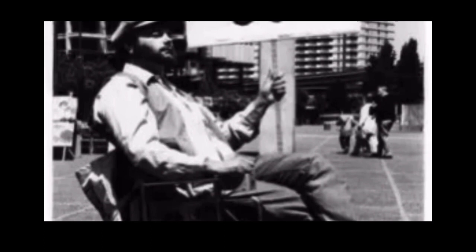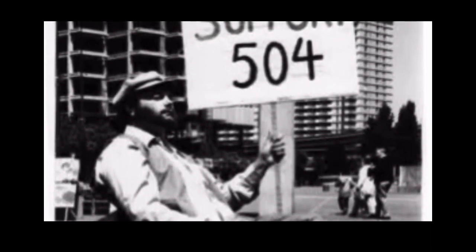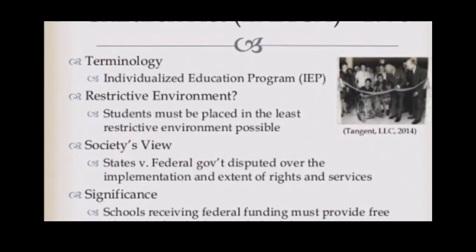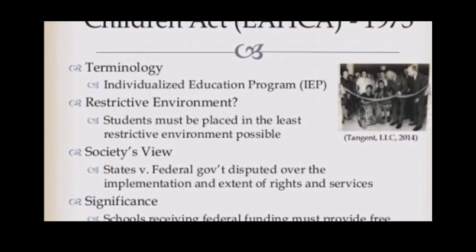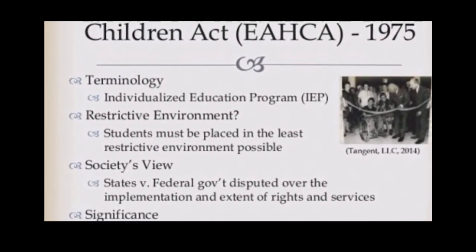The next act that was created was the Education for All Handicapped Children Act, created in 1975, that guaranteed the rights for students with disabilities to receive a free and appropriate education. Even to this day, these laws are still in effect for students with disabilities.